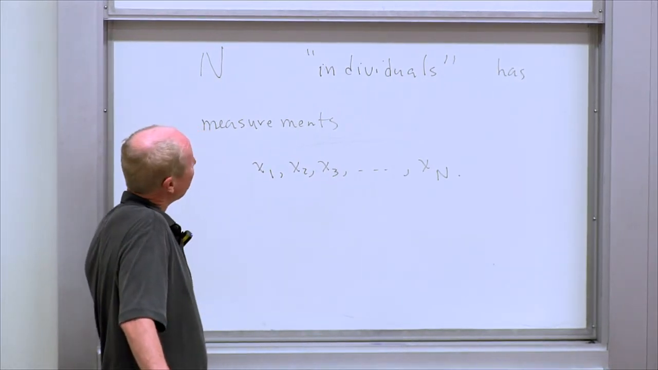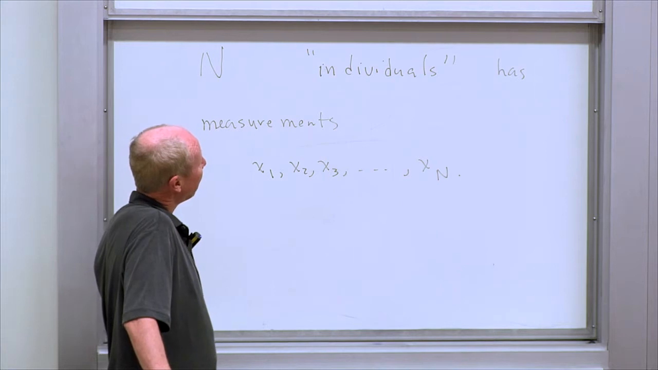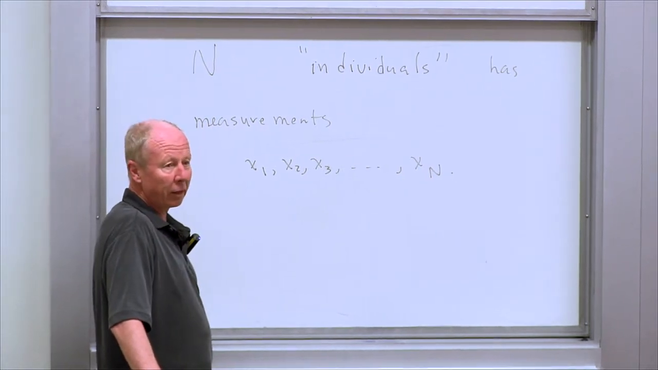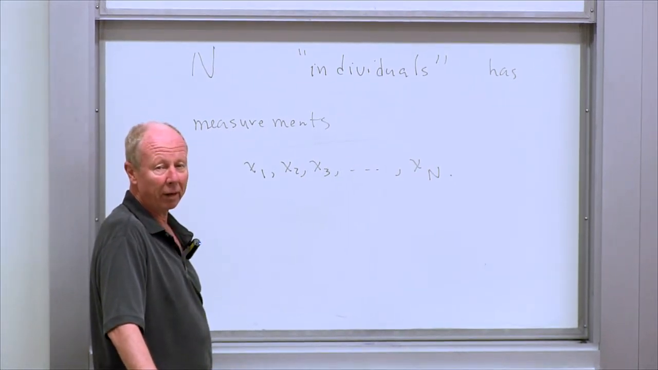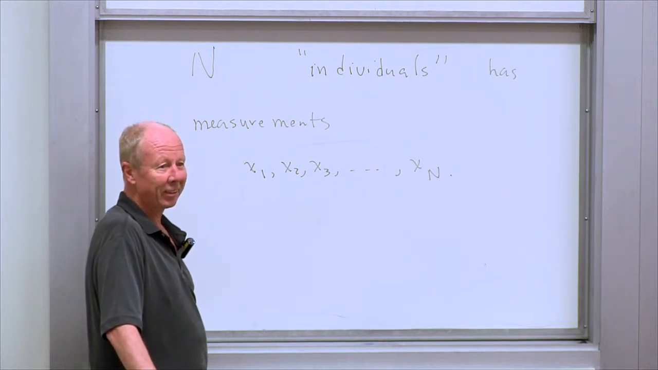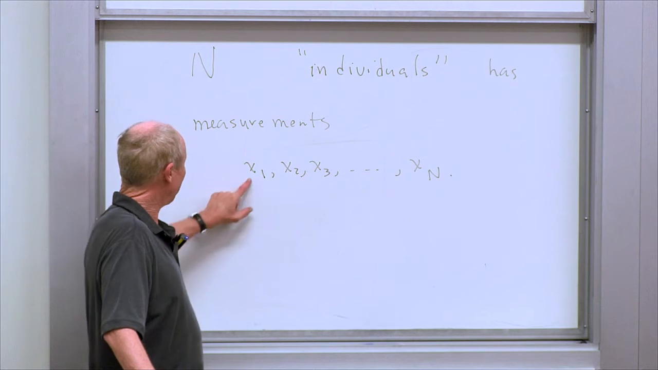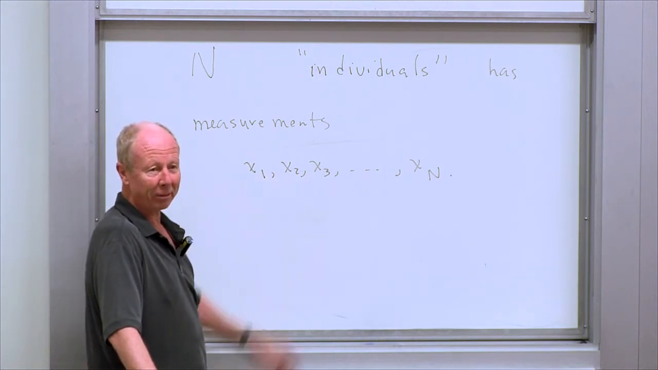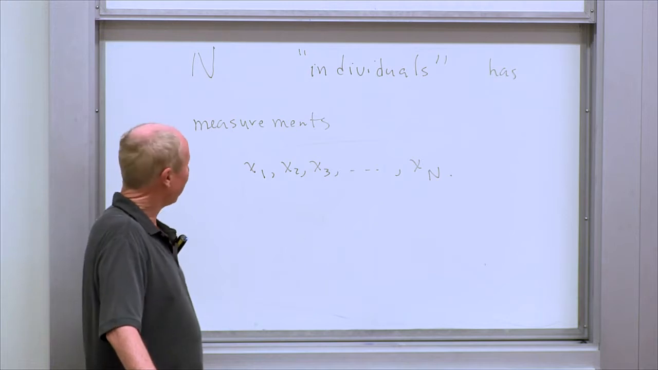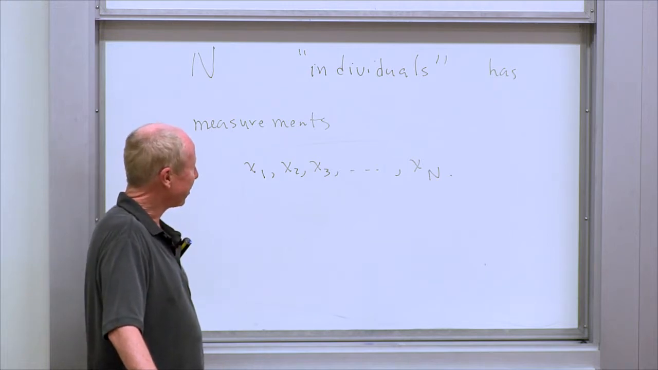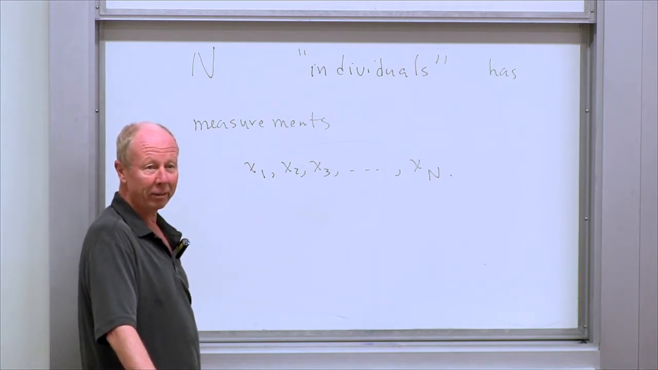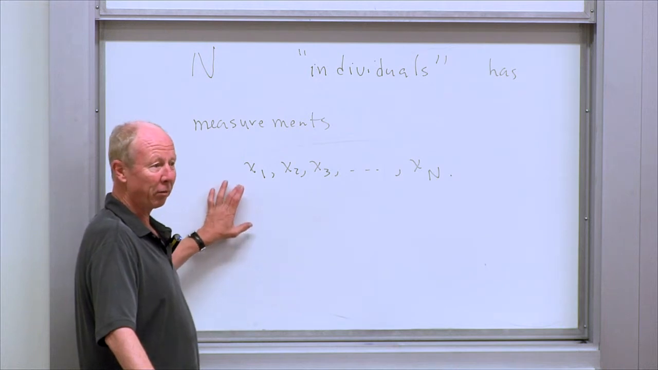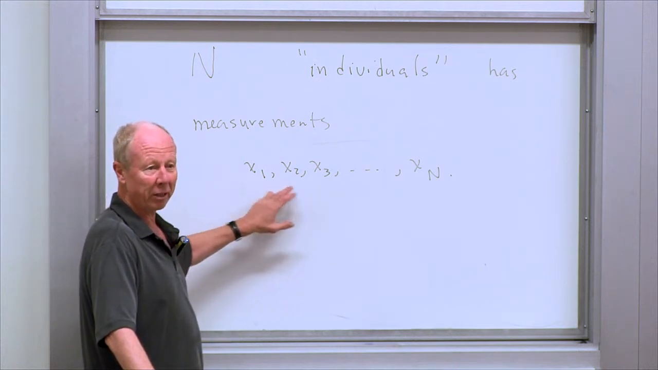Or this could be a lot of M&Ms produced by, I forget who owns M&Ms. And this could be the weight of the first M&M, the weight of the second one, weight of the third one, etc. Or it could be the citizens of Irvine. This could be the income of the first one, the annual income of the second.